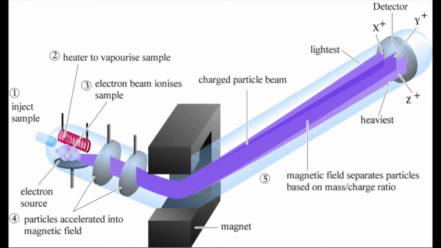First, we need to have a sample of interest, what we want to find out what's in there. The second is we have to heat the sample up to vaporize it. Third, the electron beam is then shot at the sample to excite it. Fourth, the particles accelerate into the magnetic field. And this is a changing magnetic field. And fifth, the magnetic field separates the particles based on mass and charge ratio. And sixth, it is hit by the detector to detect what ions and molecules were in there.